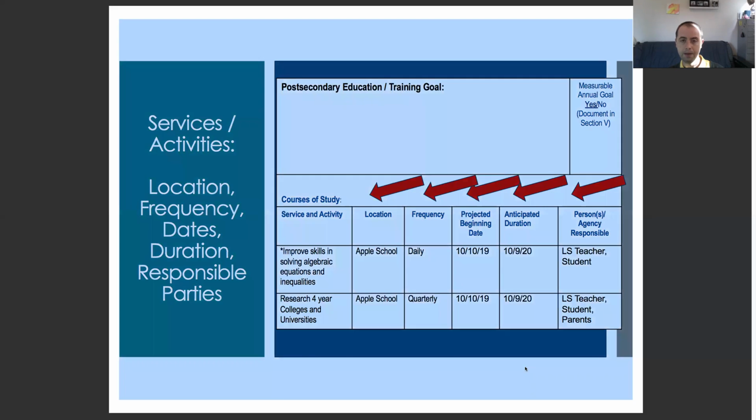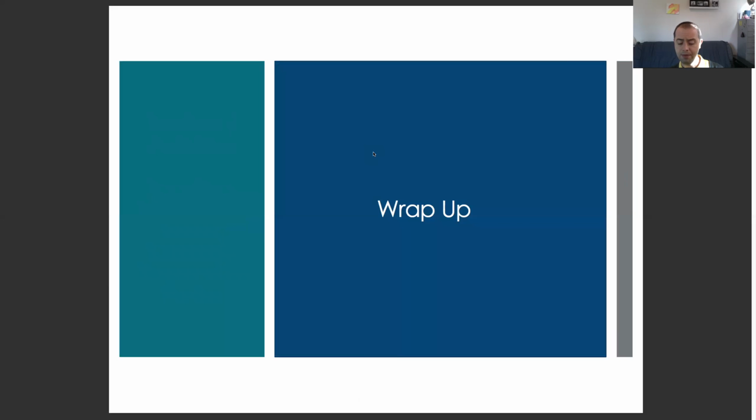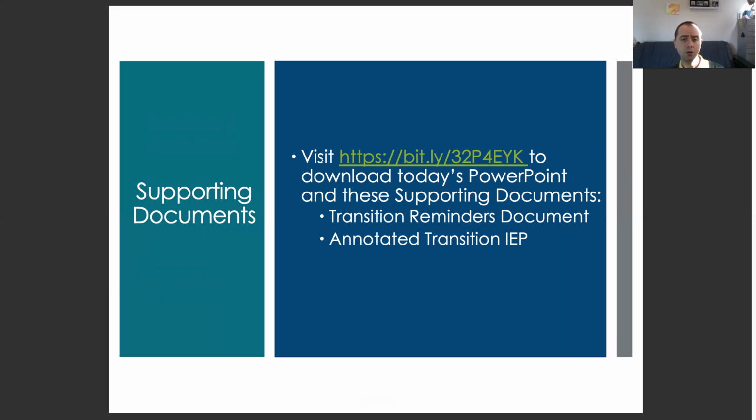All right. So this is what the grid looks like completed. You can pause this. You can take a snapshot of this. And then we're going to wrap things up here. We want to make sure that you visit this link here to download a copy of the PowerPoint and also some supporting documents. You can pause this and write that link down there. That's going to lead you to get to this presentation in a form that you can print out.